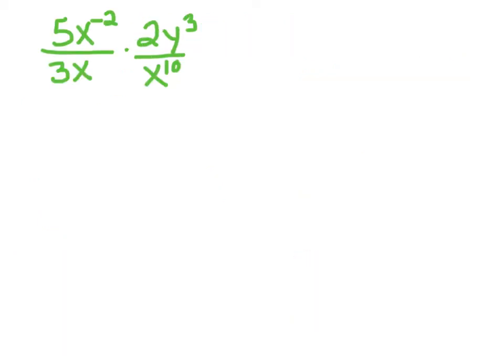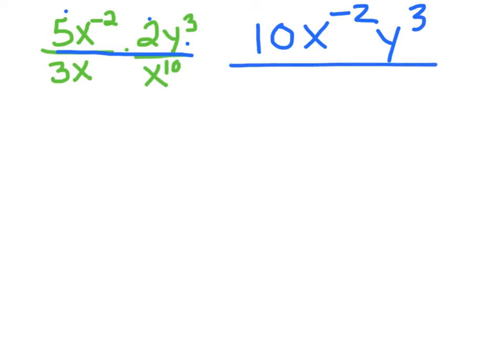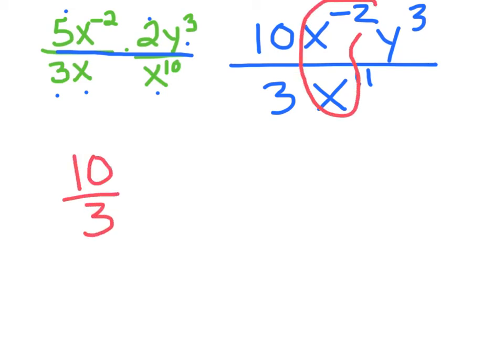And here's one more we can do. I'm going to put these together again. 5 times 2 is 10. I have x to the negative 2nd power and y to the 3rd power in the numerator. I have 3, and then I have x and x to the 10th, so I have x to the 11th in the denominator. Now what we can do is 10 over 3 is still 10 over 3. I have x to the negative 2nd power over x. So if we follow the rule, we'd say that that's x to the negative 2 minus 1, which is x to the negative 3.